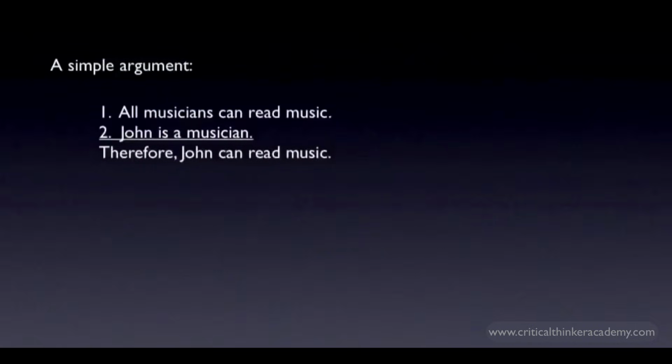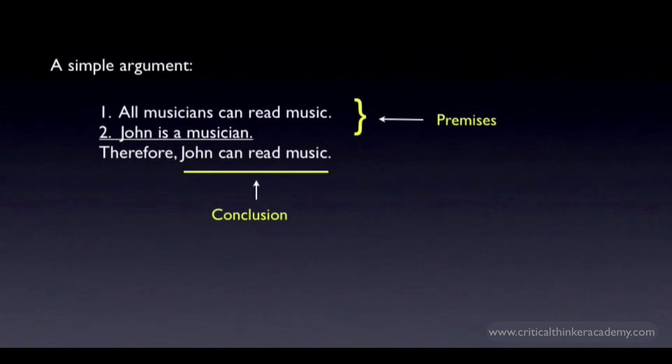All musicians can read music. John is a musician, therefore John can read music. These are the premises, and this is the conclusion. Premises 1 and 2 are being offered as reason to accept the conclusion that John can read music. This may not be a particularly good argument, actually, since that first premise makes a pretty broad generalization about all musicians that isn't very plausible, I don't think. I'm sure there are a few great musicians out there that don't read sheet music. But it's an argument nonetheless.